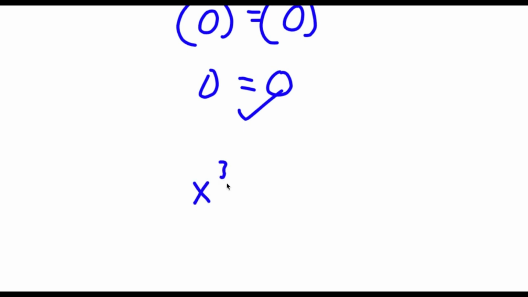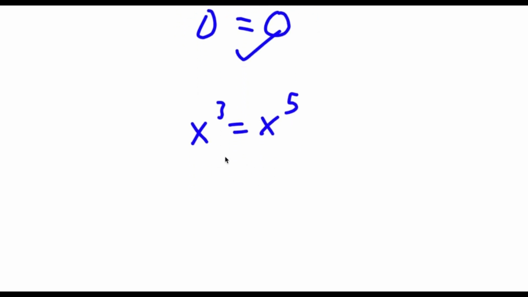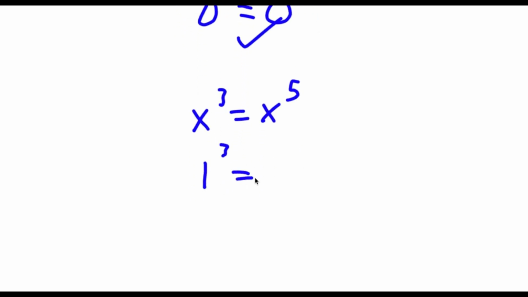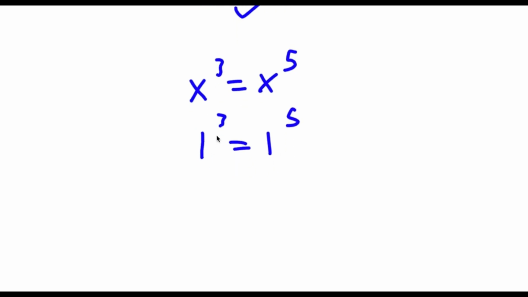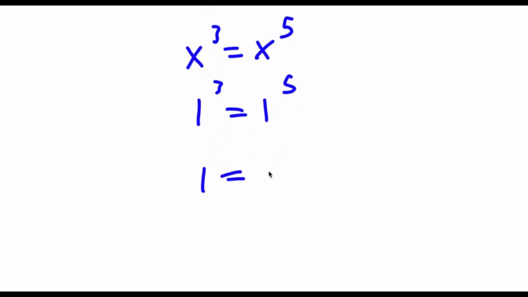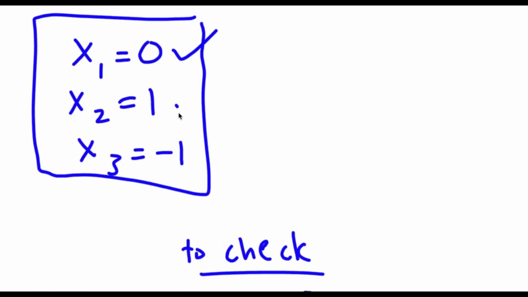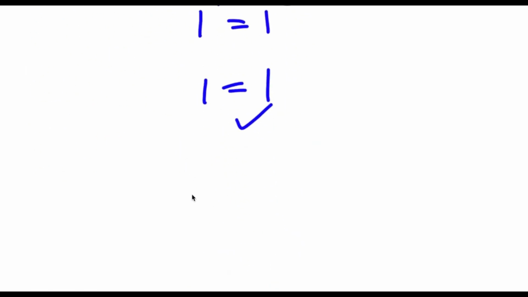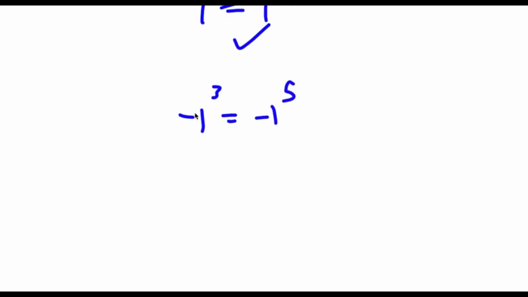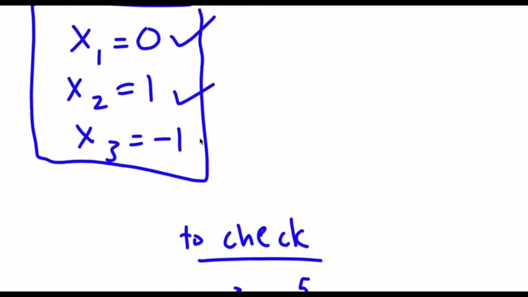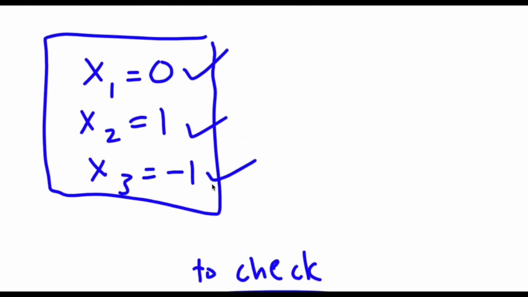Now let's try 1. I have x to the power of 3 is equal to x to the power of 5. Now if x is equal to 1, I have 1 to the power of 3 is equal to 1 to the power of 5. 1 to the power of 3 is 1, and 1 to the power of 5 is 1. So this works as well. Now finally, we have negative 1. So I have negative 1 to the power of 3 is equal to negative 1 to the power of 5. Negative 1 to the power of 3 is negative 1. Negative 1 to the power of 5 is negative 1. So this works as well. So these are my 3 solutions to this problem.